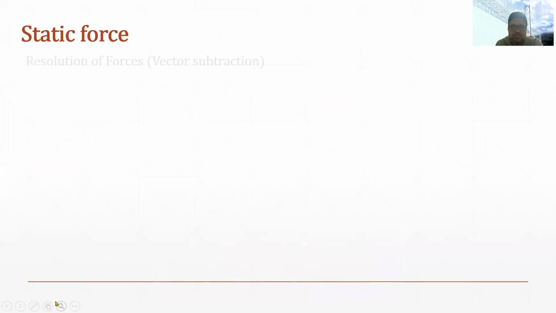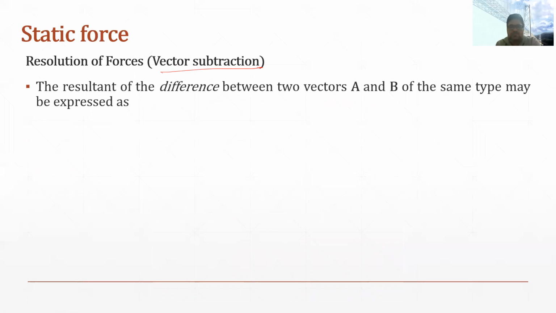Now we will see the resolution of the forces. Resolution of force is sometimes called force subtraction or vector subtraction. In the resolution of force, generally what we do is find the difference of A and B. We can write this difference as A minus B equals R dash. In that case, A is the positive force and B is the negative force. So we can write this as A plus minus B equals R.